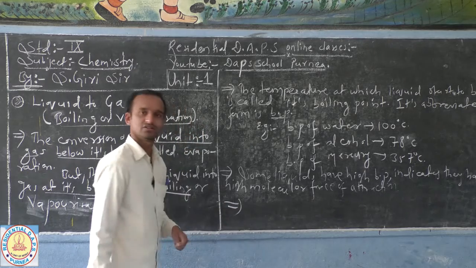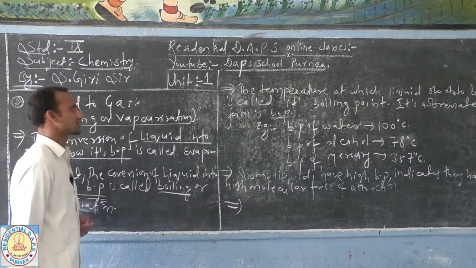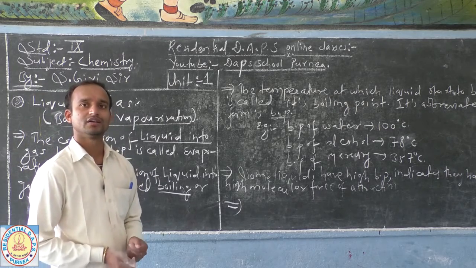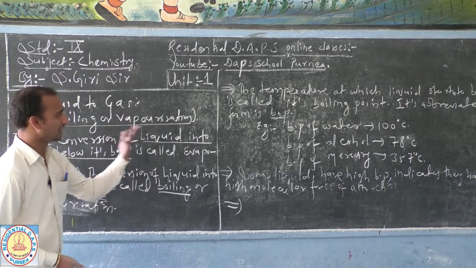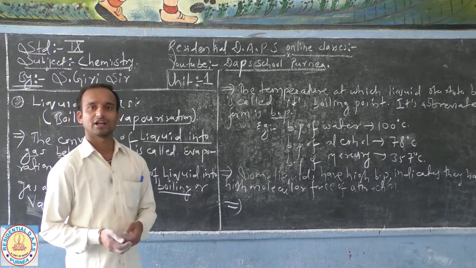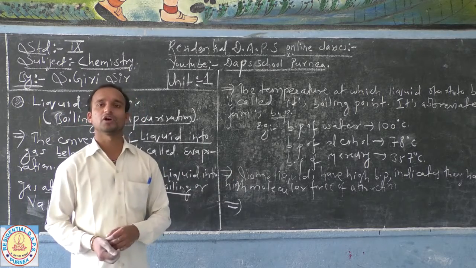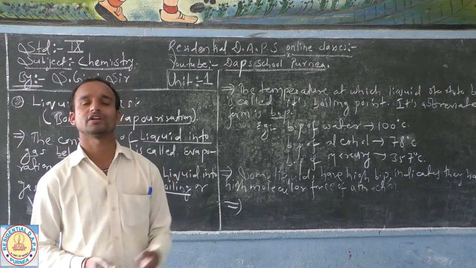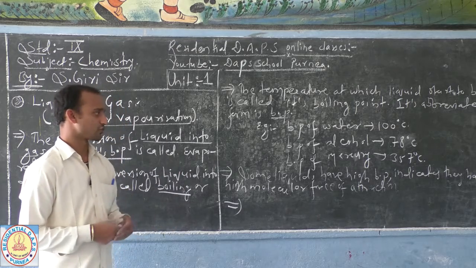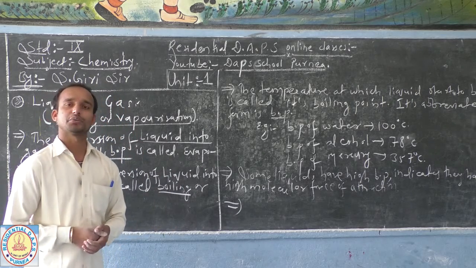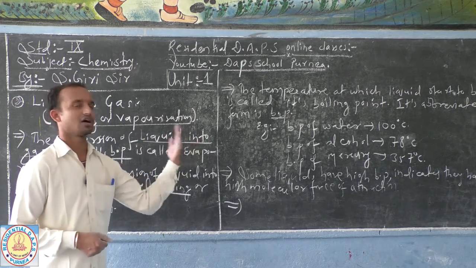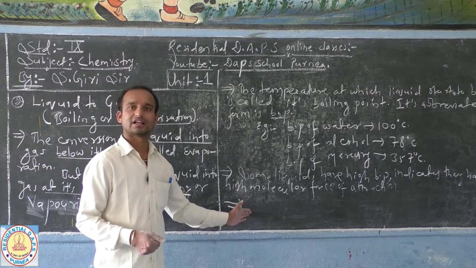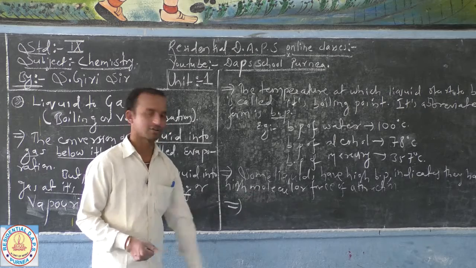Got it, students? I hope you have understood from this topic what is boiling or vaporization, what is the difference between boiling and evaporation, what is the boiling point, and what you can conclude if the boiling point of some liquids is higher and of some liquids is very low. You just have to conclude that if a liquid has a high boiling point, it has a higher molecular force of attraction. Lesser boiling point means less molecular force of attraction. So this is all about the boiling point.